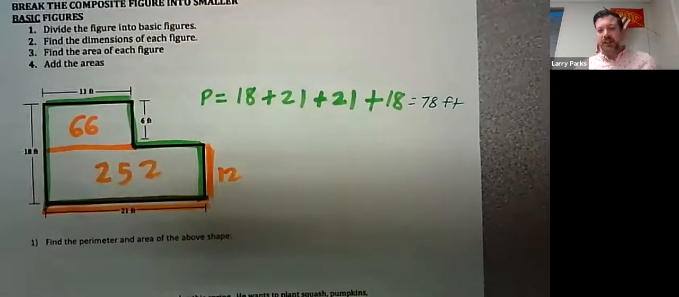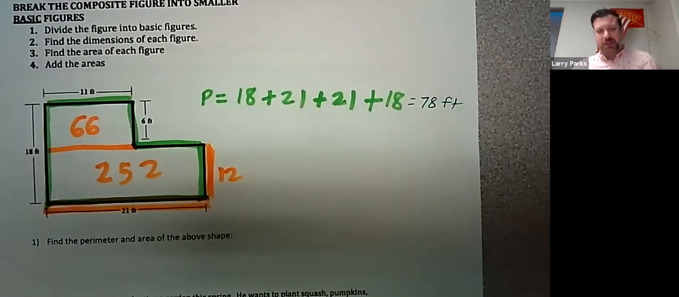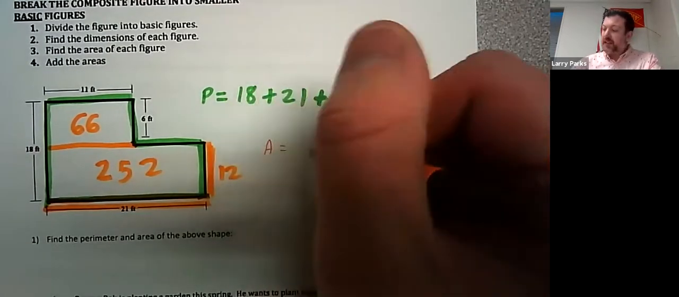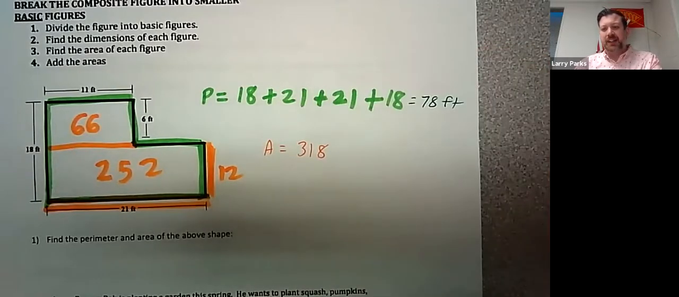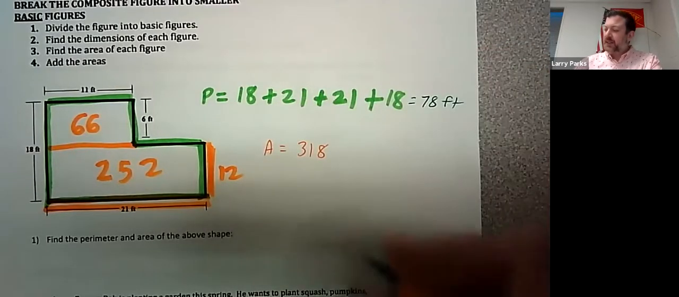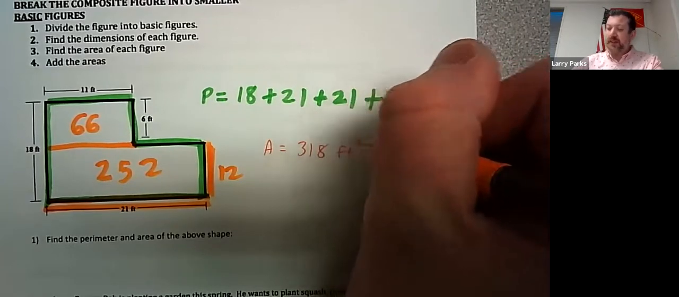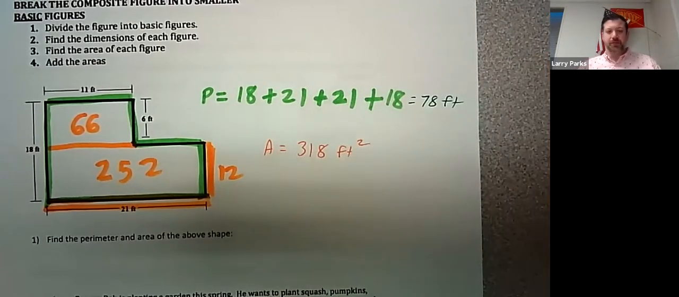So you divide the figure into basic shapes. You find the dimensions of each figure, which we just did. You find the area of each figure, which we just did. And then you add the areas. So there's only 2 areas. You take 66 plus 252, you get 318. So you would say area is equal to 318. And remember, when you're doing area, that's square feet because you multiplied. So you need to put square feet. So that is how you find the perimeter and the area.